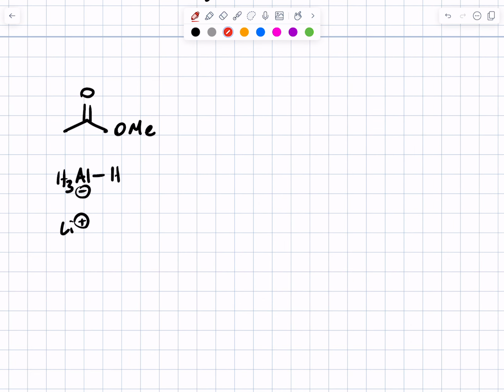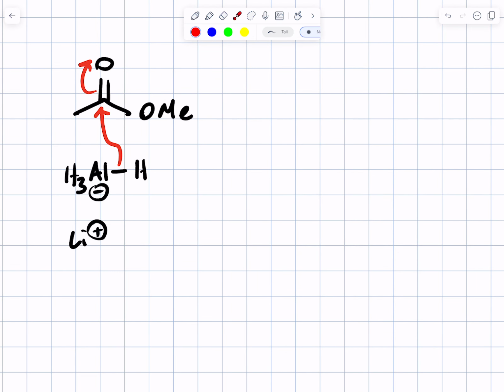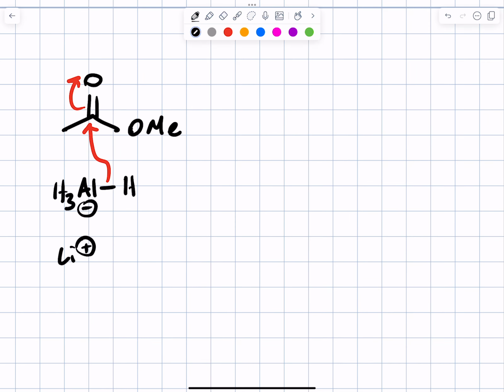I do care enough to change about a lot of things. Repentance is very important. But repenting for not showing counter ions is something I'm willing to delay for a while, I guess is what I'm saying. Aluminum hydride delivers the hydride to the carbonyl carbon to get a tetrahedral intermediate. There's the negatively charged oxygen, there's the methoxy group, and there is the hydride that was just delivered.